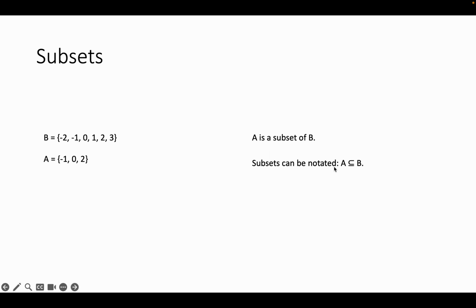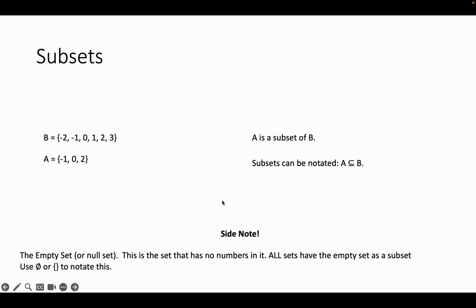Subsets can be notated like this. I take an A here, and then I do this sideways U, and then put a line underneath it like that. It means that A is a subset of B. Notice that on this side, this is the whole set, and this is just a subset of this set. A is a subset of B.